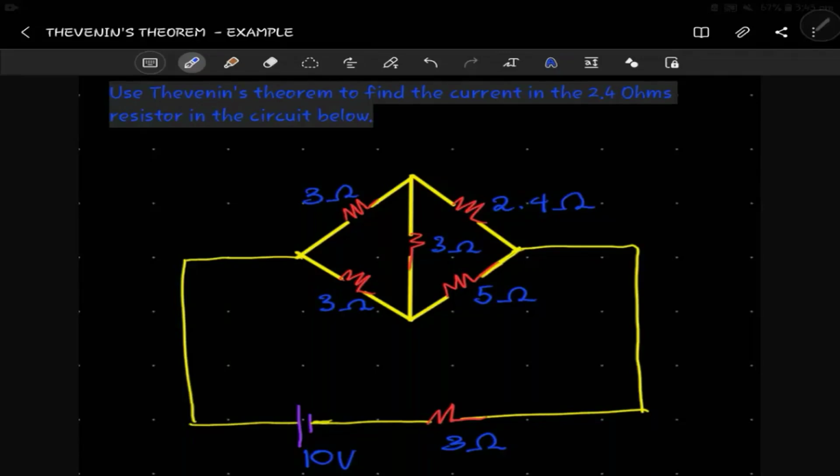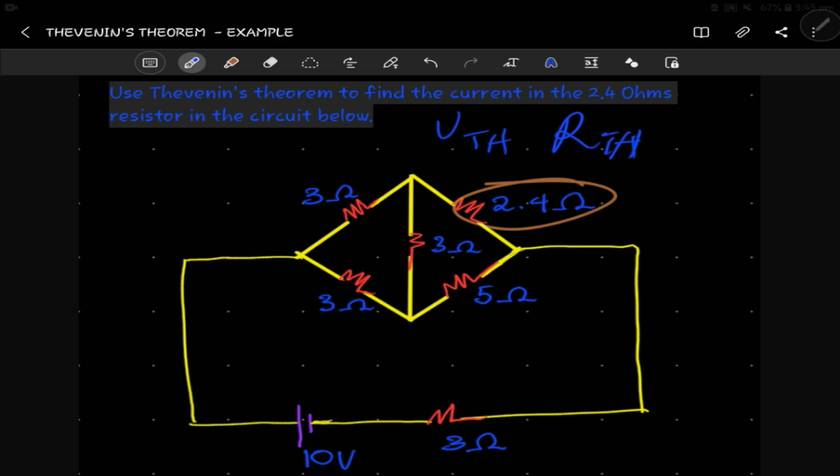Alright, so this problem requires us to find the current across the 2.4 ohms resistor, and specify the theorem that we should use: Thevenin's theorem, right? So as such, we'll need VTH, and then we'll need RTH, right?